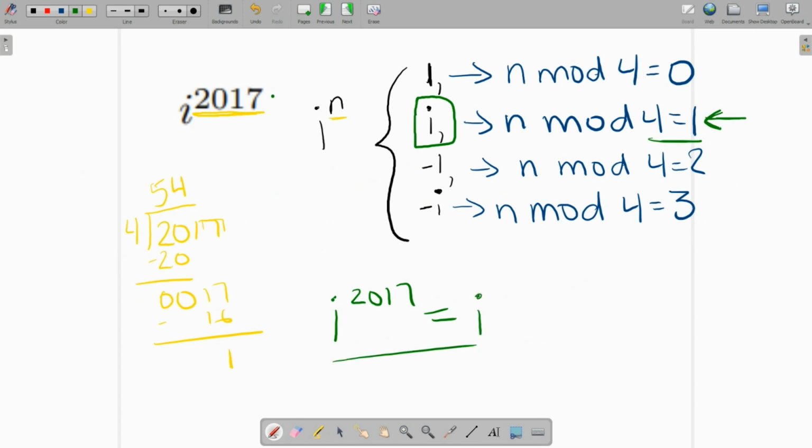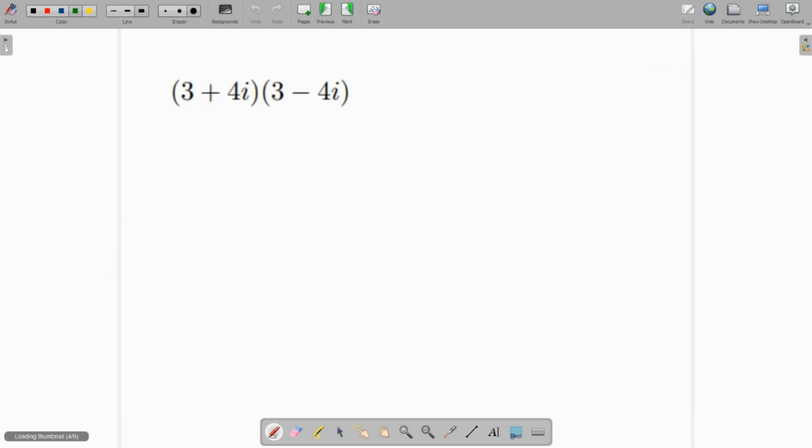And we're done. That's our answer. As simple as that. It just takes a little bit of effort to memorize this table right here. But if you memorize that, that will be the easiest thing. Okay, let's move on to another example.